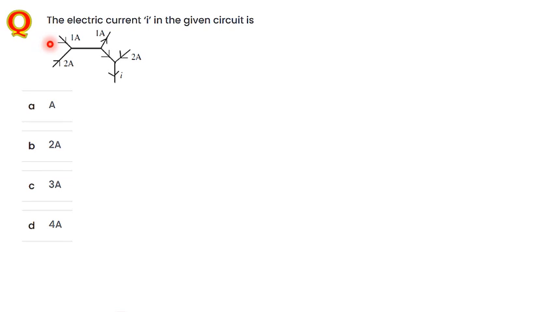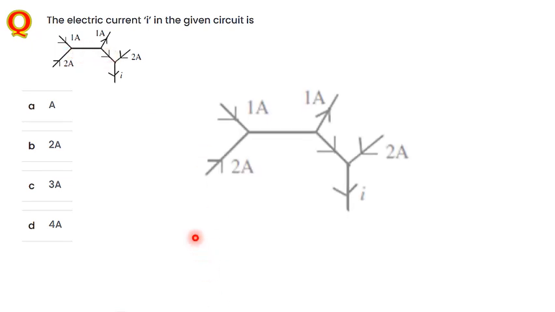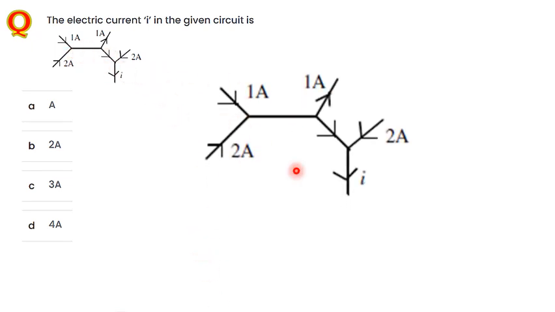Now, in this case, find the electric current I in the given circuit. For a circuit like this, you just need to follow Kirchhoff's junction law. According to the junction law, the current moving towards the junction is equal to the current exiting out. To understand better, I'll show you a magnified structure of this one.